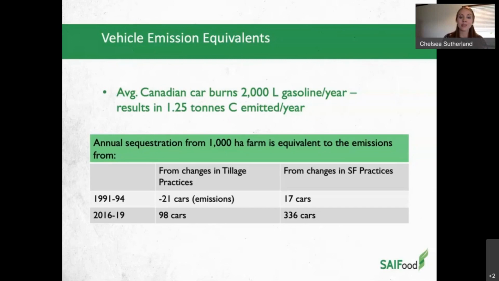Similarly, as farmers began to increase their reductions in summerfallow, basically eliminating these practices, their sequestration went from the equivalent of 17 cars in the early 90s to 336 cars by 2016 to 2019. And remember, this is just from this 1,000 hectare farm.